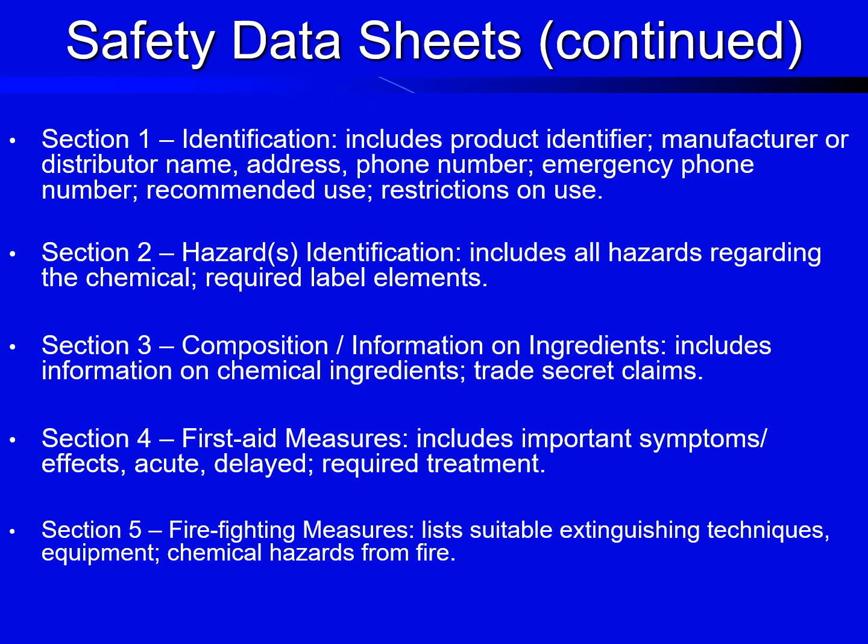Section 3, composition/information on ingredients. It includes information on chemical ingredients, trade secret claims. Section 4 covers first aid measures, includes important symptoms, effects, acute, delayed, required treatment. Section 5 covers firefighting measures, lists suitable extinguishing techniques, equipment, chemical hazards from fire.